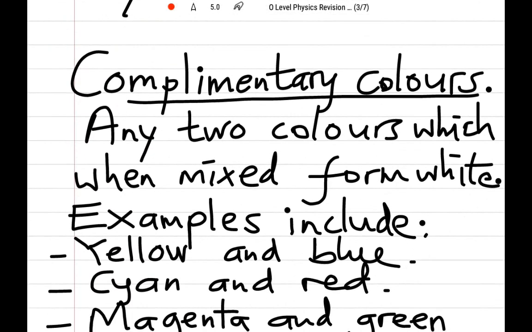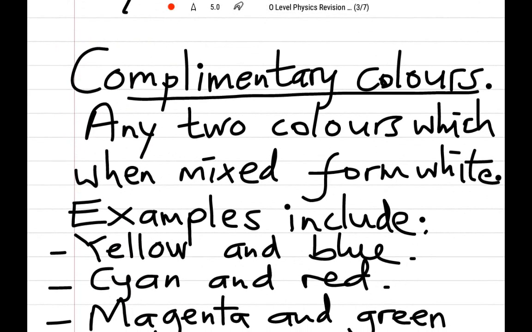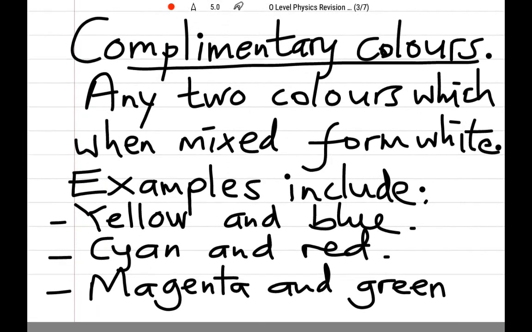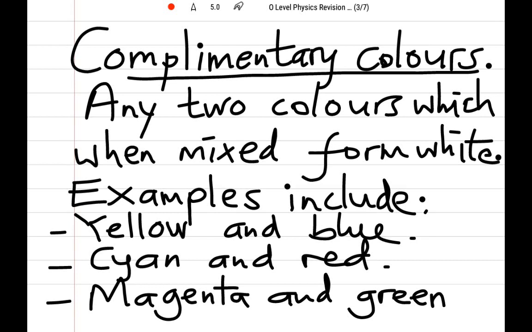And then the last category, we said complementary colors: any two colors which when mixed form white. Examples include yellow and blue. Remember, complementary colors are stated in pairs because one has to complement the other to form white. Yellow will need blue to be complete. Actually here, yellow is green plus red. And remember, when you add the three, the red, the green, and the blue, you get white.